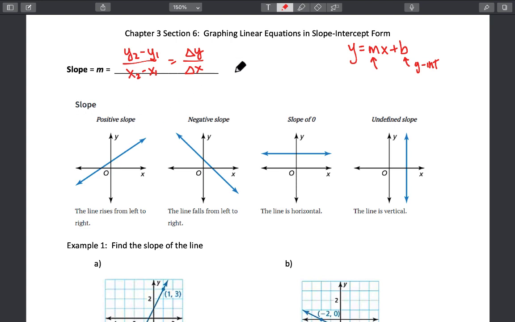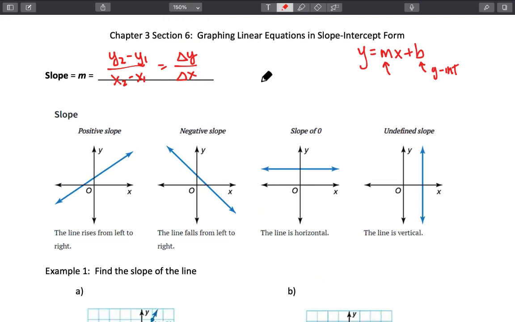All right, so if we were to take a look at individual slopes here just to see what these slopes look like, we would say a positive slope always slopes up and to the right. Negative slopes slope down and to the right. And remember, we're always moving from left to right. A slope of 0 would be a horizontal line, and an undefined slope would be a vertical line.